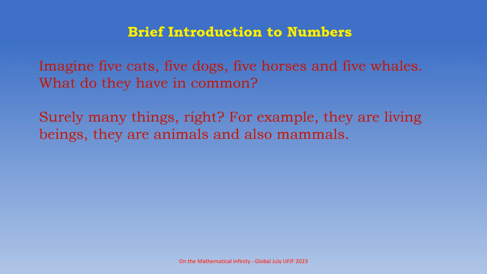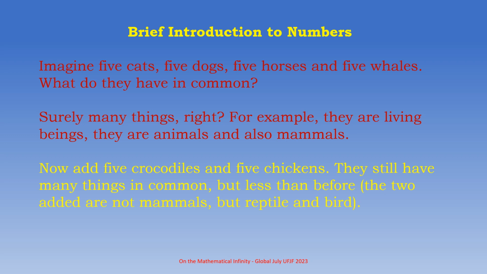But now let me give an example that I gave in another lecture, but it's a very important example to explain the nature of quantities. What is quantity at all? Imagine 5 cats, 5 dogs, 5 horses, and 5 whales. What do they have in common? Of course, there are many things in common. For example, they are living beings. They are not inorganic. They are animals. They are not plants, and they are all mammals, right? Let's remember that the whale is not a fish. It is a mammal. Okay.